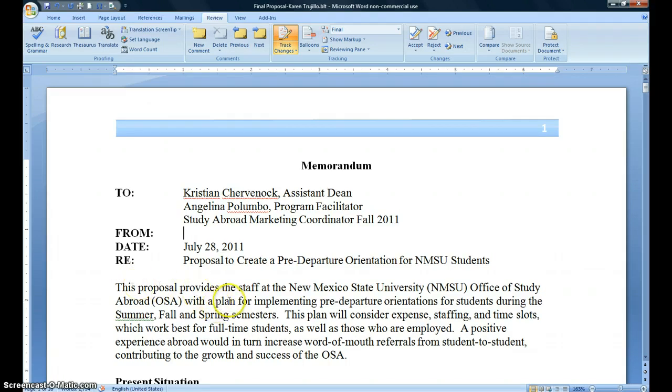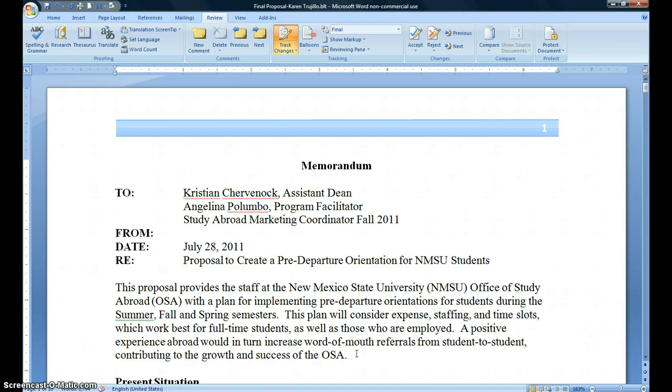This proposal provides the staff at the New Mexico State University Office of Study Abroad with a plan for implementing pre-departure orientations for students during the summer, fall, and spring semesters. Wow, that's a great sentence. It explains exactly what the whole proposal is. It's not a catchy lead-in. It's just a very clear discussion of what happens. This plan will consider expanded staffing and time slots, which work best for full-time students as well as those who are employed. A positive experience abroad would in turn increase word-of-mouth referrals from student to student, contributing to the growth and the success of OSA.